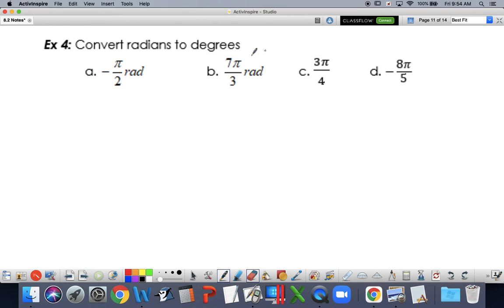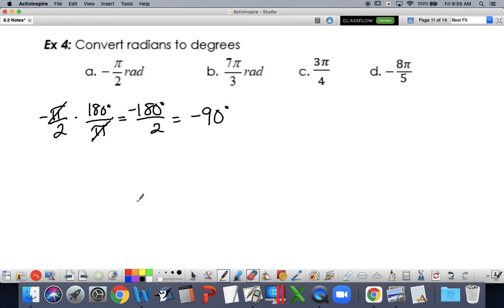We've got all of these examples. We may not need to do all of them. You may get the hang of it pretty quickly. So I have negative pi over 2 radians. Since I want to convert to degrees, I'm going to multiply by 180 degrees over pi, because this is just the number 1. 180 degrees and pi are equivalent to each other, so they really are just the number 1. My pi's cancel out, so I get negative 180 degrees divided by 2, negative 90 degrees.